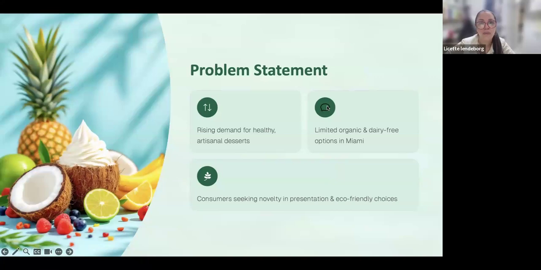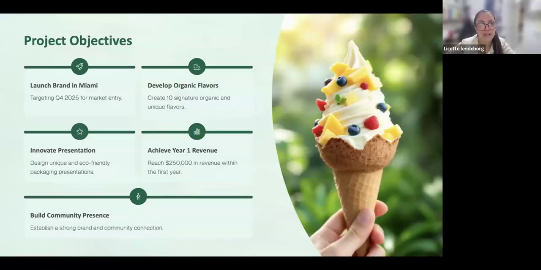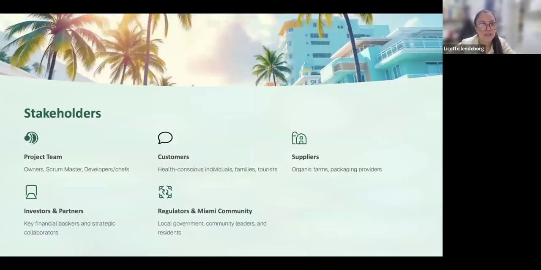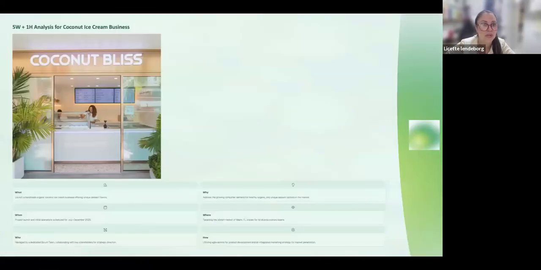This is one. Problem statement, project description, project objectives, stakeholders list, work breakdown structure. No me gustó mucho esa because it's very plain. I was expecting something like another picture, but we can fix it. You can fix it if you want to. Coconut Bliss, this is the store. This is the 5W plus 1H.